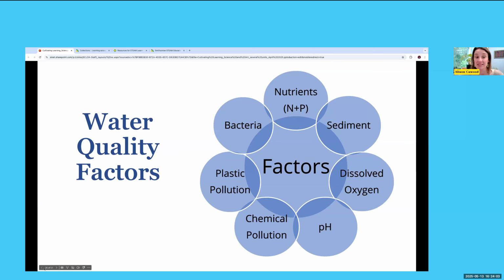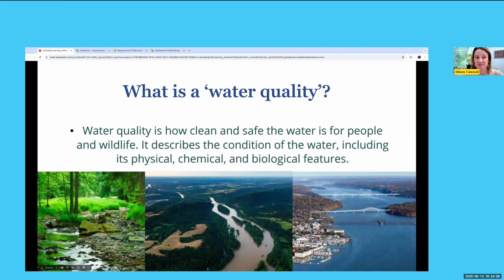Can you go back one more, please? Yeah, thank you. So it's essentially how safe this water is for the people and living things that are supposed to be there, right? So this includes the physical properties of the water, the chemical properties of the water, and the biological features of the water. All of those different pieces come together to talk about water quality.